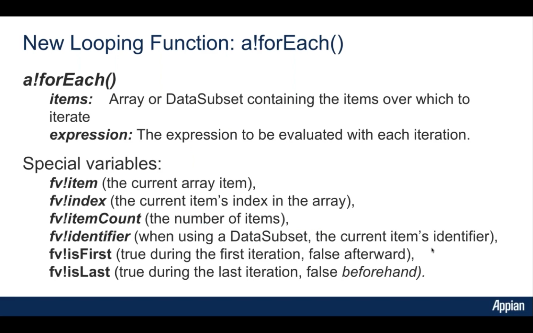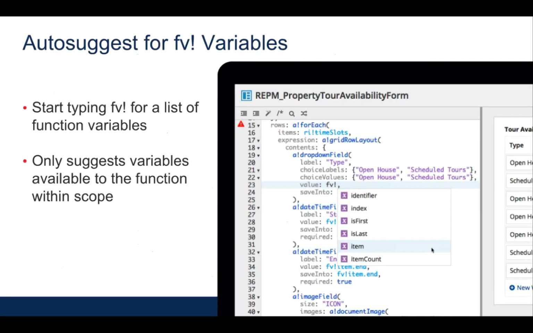And also we have a very important update to looping functions inside the Appian product. This means that you no longer need to use the apply and apply components functions. We encourage you to take a look at the for each function. The for each function is a much more intuitive way of creating looping items to loop over an array of data and return either components or expression logic that I need to calculate. To make it even easier, there are special variables that only apply to the looping function for each. These include the FV item, FV index, item count, identifier, is first and is last controls as well.